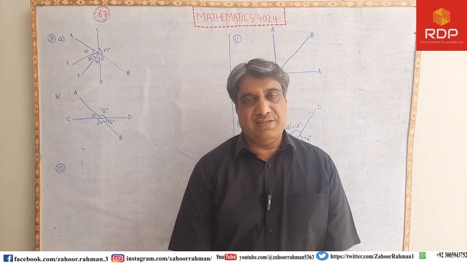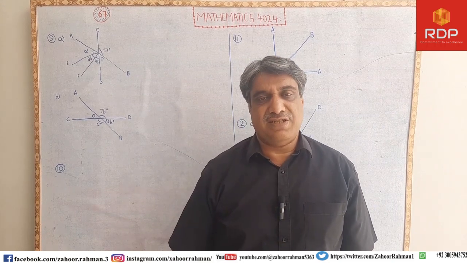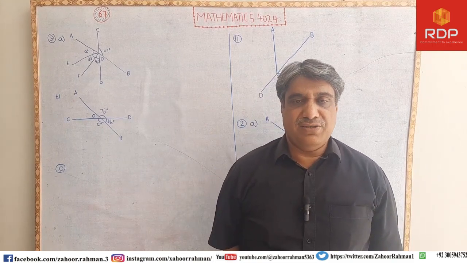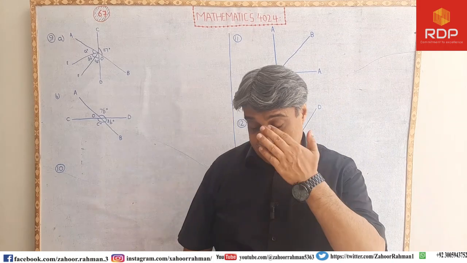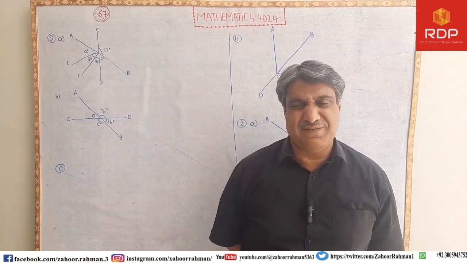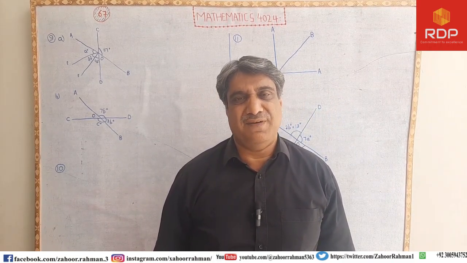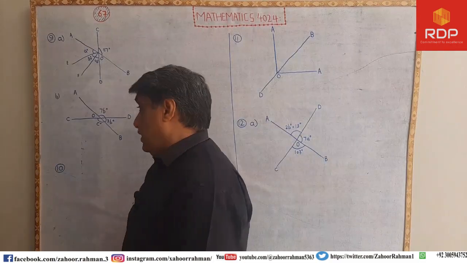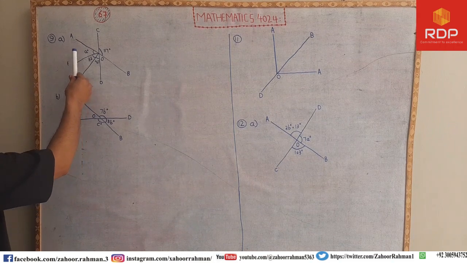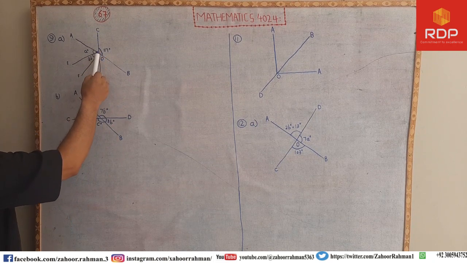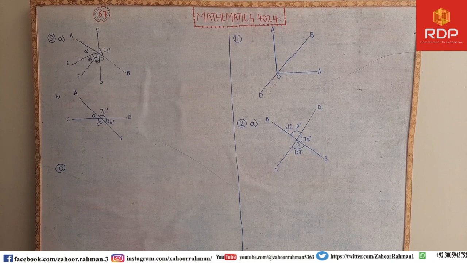4024. We were discussing the concept of geometry in the last few lectures. Today we are going to do question number 9. There are many figures given, and without using the instrument, we have to find the value of unknowns. In the first example, they have given us AOB is a straight line and COD is a straight line. So this is very important information.